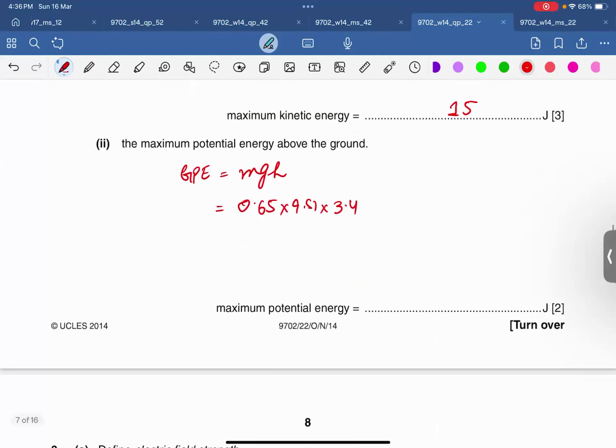हाँ जी, कितना आ रहा है? 21.7. 21, पक्का. Yes, it's 21.68.